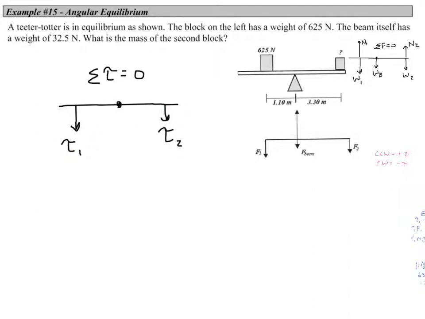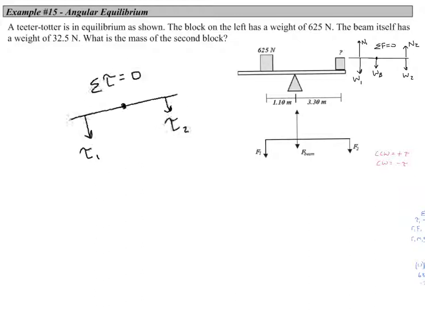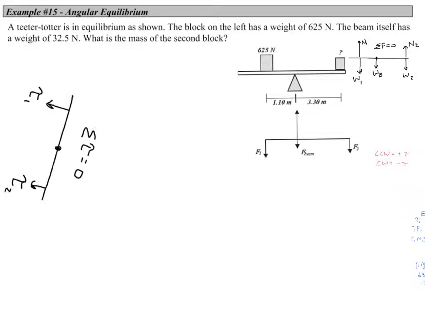Now, even though the weight of the beam is high, its weight acts at the center of gravity, so there's no effect on the torque. So the weight of the beam acts right at the same point that it would rotate, so the weight of the beam does not provide a torque at all. Torque 1 would cause this beam to rotate in a counterclockwise way, and torque 2 would cause this beam to rotate in a clockwise way.